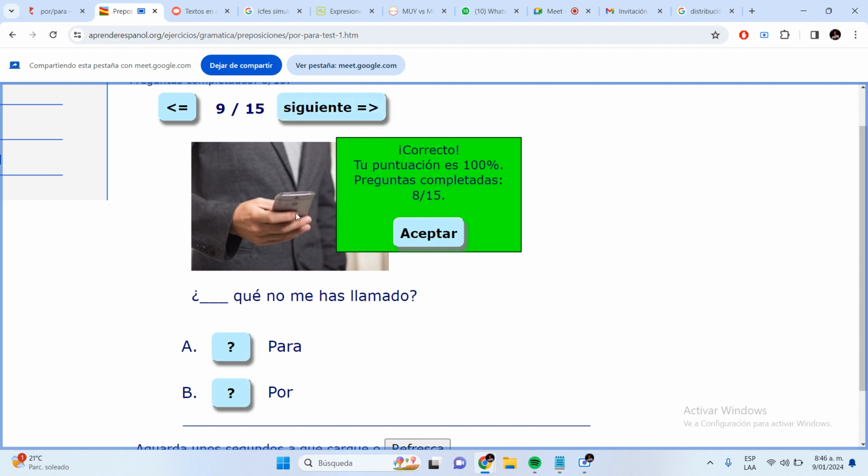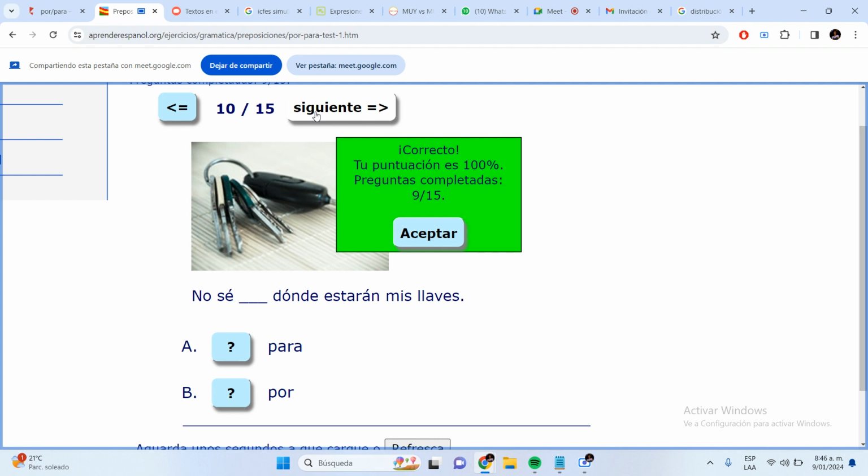¿Por qué no me has llamado? Why haven't you called me? No sé. No sé por dónde estarán mis llaves. Because like you don't know where your keys are, but in this case you're not talking about exactly where, you're talking about around where, kind of. Okay.